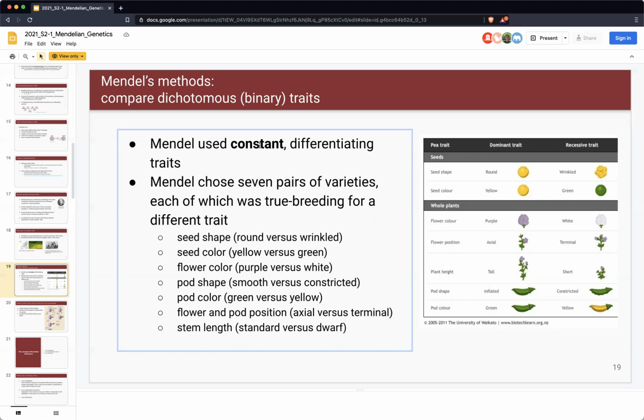He did not choose just one trait, because he wanted to see his observation across many different situations, right? This is critical, because if you see some observation in one situation, then it's not going to be reproduced. It's not going to be the same in another situation, right?